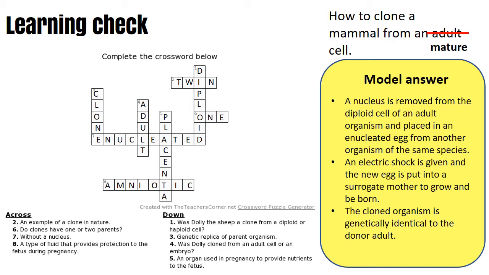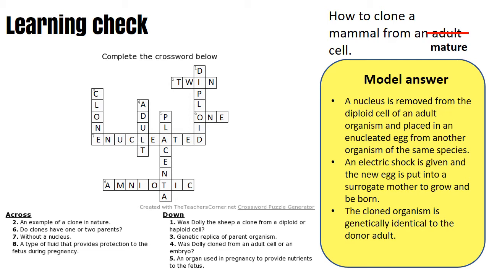Next one. Do clones have one or two parents? They have one. This is because they are the result of asexual reproduction. Remember that, asexual reproduction from one parent, from one diploid cell. And that diploid cell contains all the information that they would need to make a clone, so the clone only has one parent.